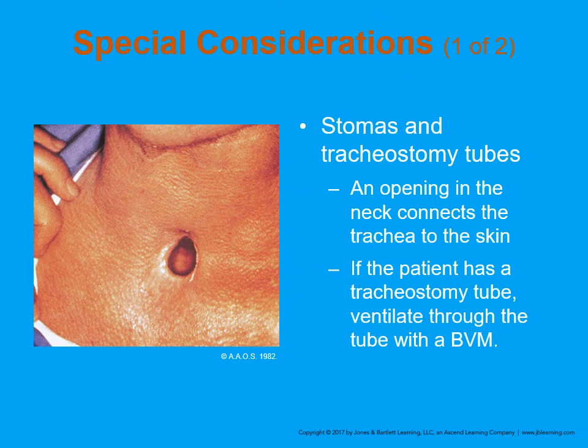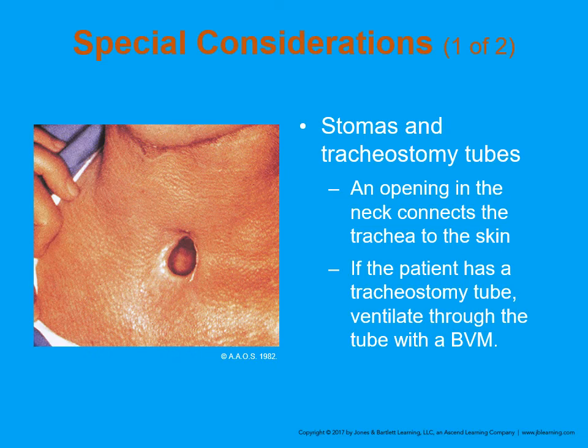Special considerations, stomas and tracheostomy tubes. Patients who have had a laryngectomy, surgical removal of the larynx, have a permanent tracheal stoma, which is an opening in the neck that connects the trachea directly to the skin, known as a tracheostomy. If the patient has a tracheostomy tube, ventilate through the tube with a BVM. A standard adapter on the BVM will fit onto the tube in the tracheal stoma. Use 100% oxygen attached directly to the BVM.